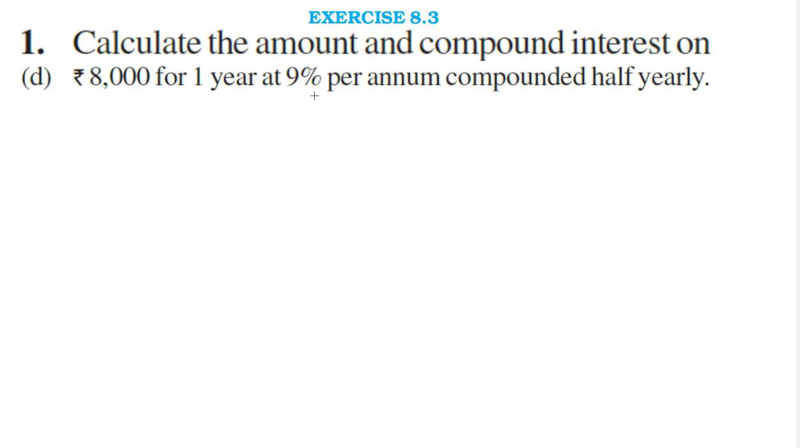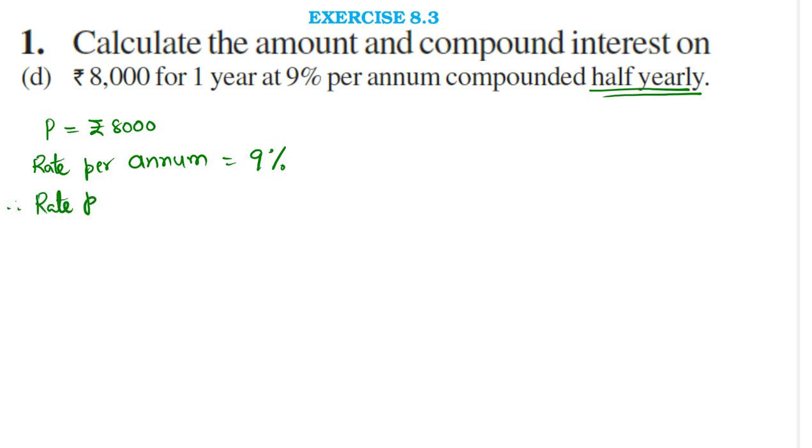₹8,000 for 1 year at 9% per annum compounded once again half yearly. Here principal amount, let us write P equal to ₹8,000 for 1 year at 9% per annum. Rate, that means rate of interest per annum, is equal to 9%. So therefore, rate per half year will be equal to half of this, that is 9/2%.